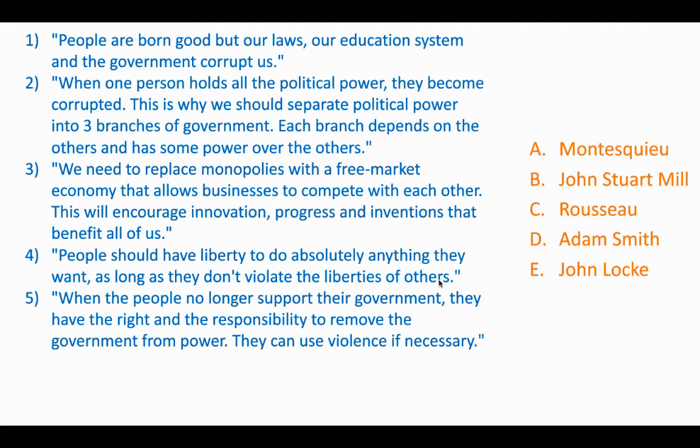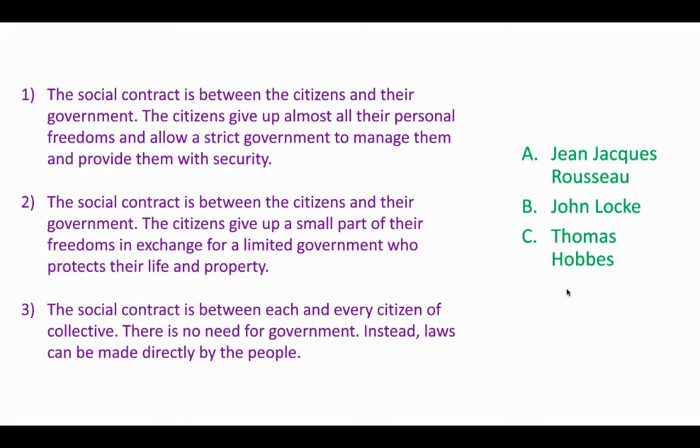4, people should have liberty to do absolutely anything they want. We are talking there about the harm principle, right? I should be allowed to do anything that I want as long as I don't hurt other people. Number 4 is John Stuart Mill, 4B. Number 5, when the people no longer support their government, we are talking about John Locke, right? So you must revolt against your government if they no longer have consent of the people. Right on, so 5E. Last one.